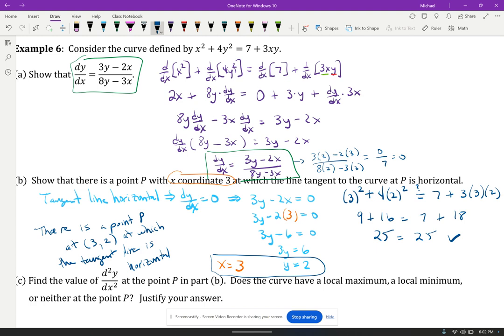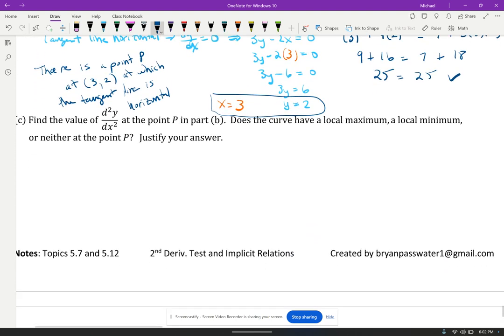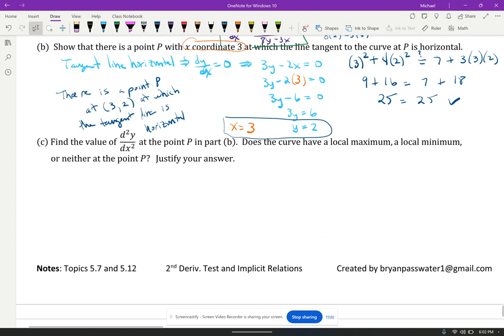Does it satisfy that condition? All right, next one. Find the value of the second derivative of y with respect to x at the point P in part B. Does the curve have a local maximum or a local minimum, or neither at point P?